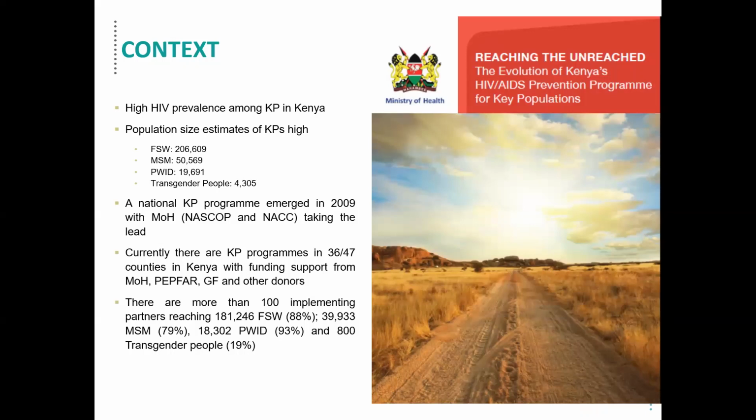And we have funding support from the Ministry of Health, PEPFAR, Global Fund, and other donors. There are more than 100 implementing partners in Kenya. For FSW, it's about 88%, for MSM, 79%, for people who inject drugs 93%, and 19% of transgender. Next slide.